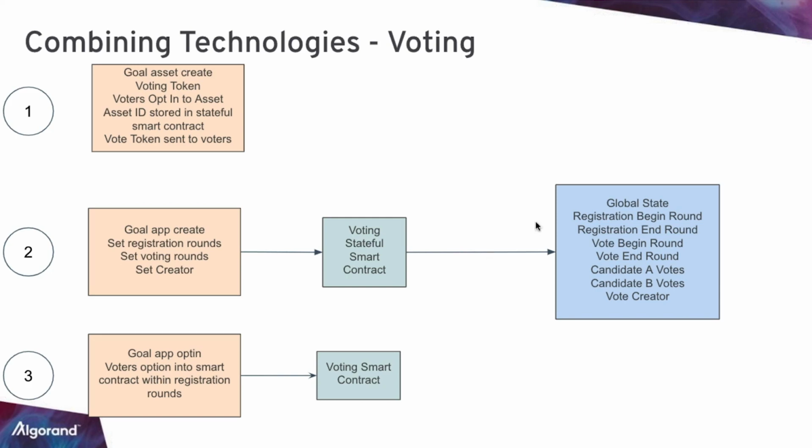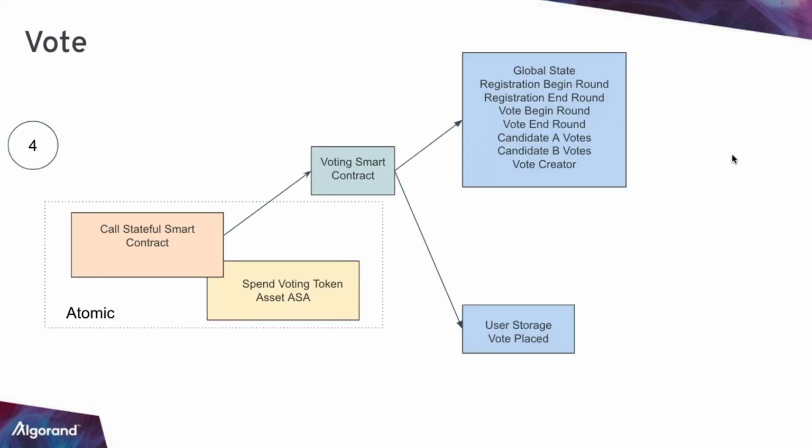All right, as long as they opt in between the registration begin and end rounds, then the transaction will be successful. If they try to register after the registration ends, then the transaction will fail. So that sets up the stateful smart contract and the asset. The meat of the application is in how they vote. And that is using an atomic transfer. We have an example of this implemented already, but the way we did this is, okay, I made an atomic transaction that consisted of two transactions.